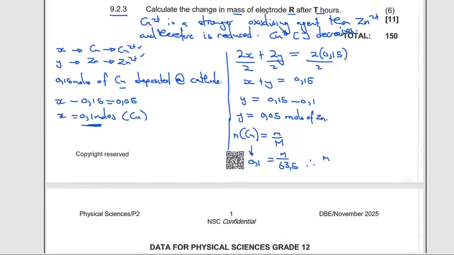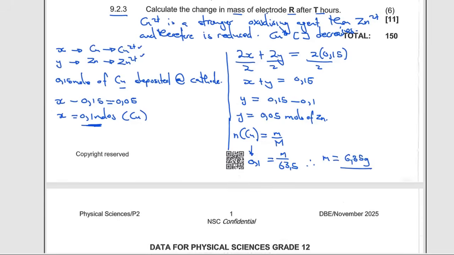Therefore, to conclude, our m is equivalent to 0.1 multiplied by 63.5, which is equivalent to 6.35. So your m is equivalent to 6.35 grams, right? So this is the mass of copper.